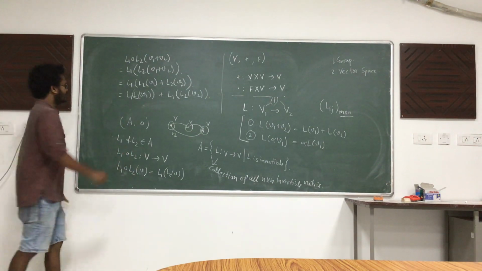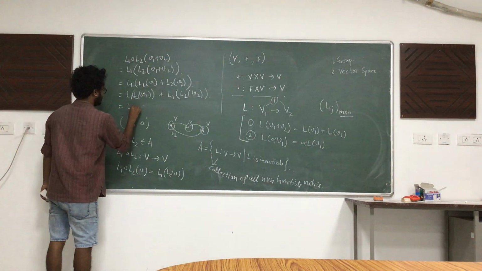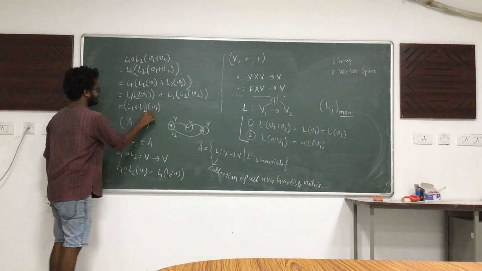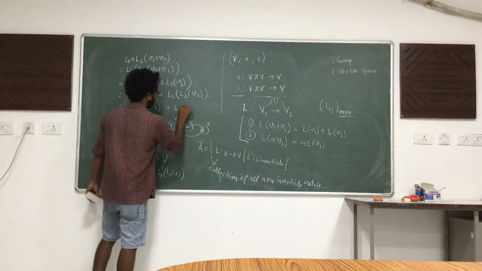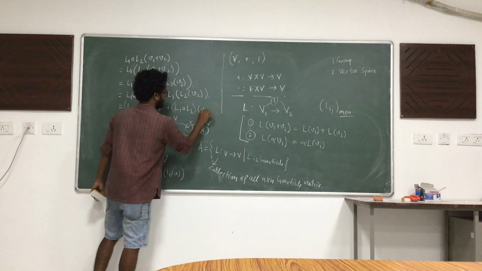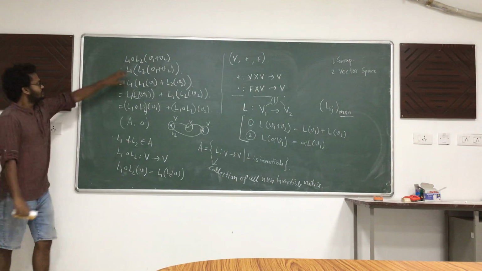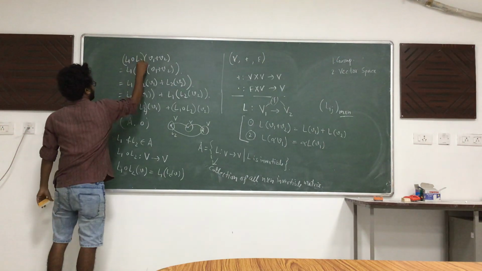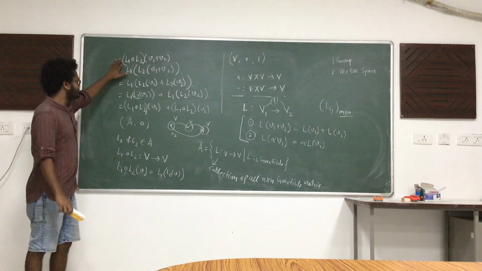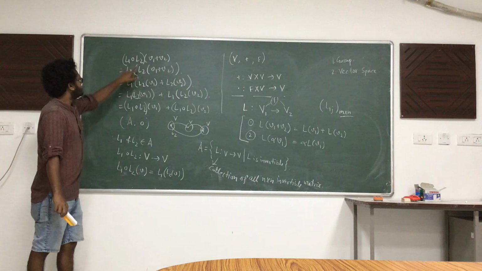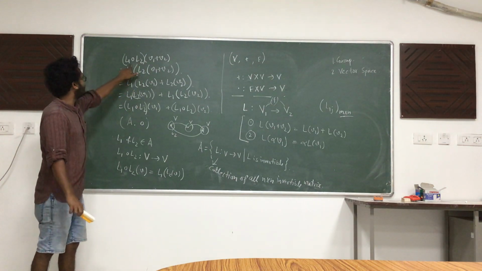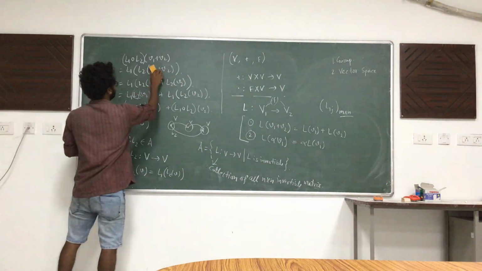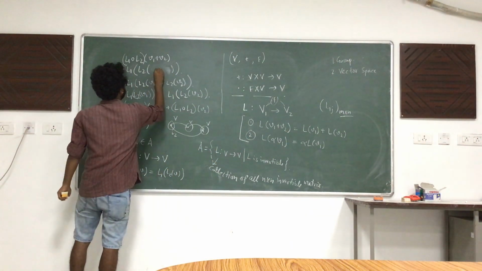So this is fine. And this is what? This is nothing but L1 compose L2 of V1, right? This is the definition. And this is L1 compose L2 of V2. So what did we get? L1 compose L2, which is a different map, a different linear transformation, but this is linear. L1 compose L2 satisfies the first condition. Again, we can check the second condition here. This is easy to check.